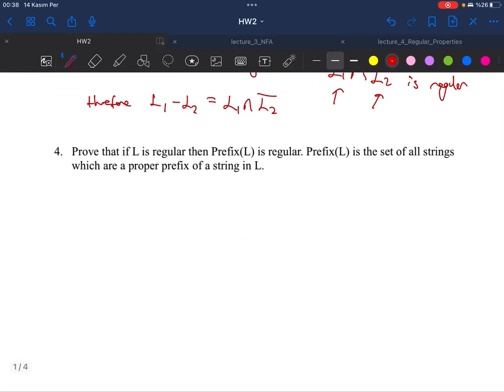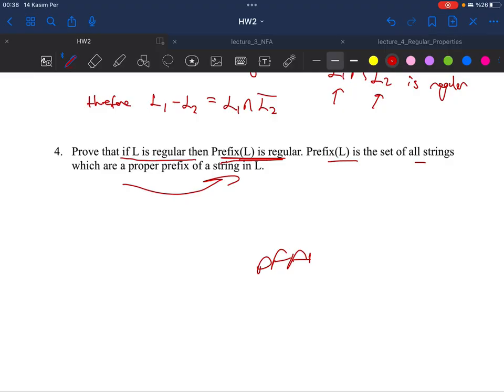The last question. Let's read it. Prove that if L is regular, then prefix L is regular. Prefix L is the set of all strings which are proper prefixes of strings in L. If L is a regular language, it means there is a DFA that accepts it. We want to make a new DFA that accepts all prefixes of strings in L.